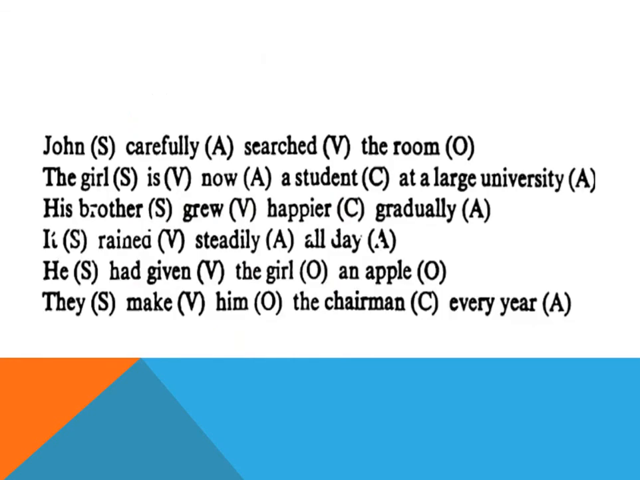Here we have some sentences from A University Grammar of English. You can see that John is a subject, carefully is an adverbial, and searched is the main verb of the sentence. The room is an object because it's preceded by an action verb, the verb of searching. The girl is a subject, is a verb, now, an adverbial. A student is a subject complement. It's not an object because it's preceded by a stative verb, one, and two, because it describes the subject, the girl.